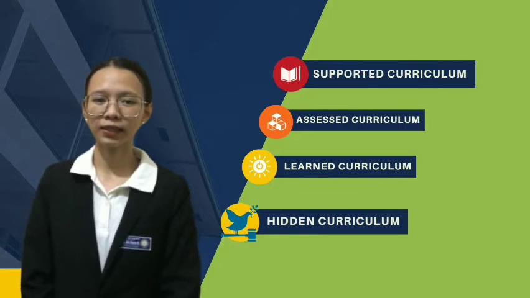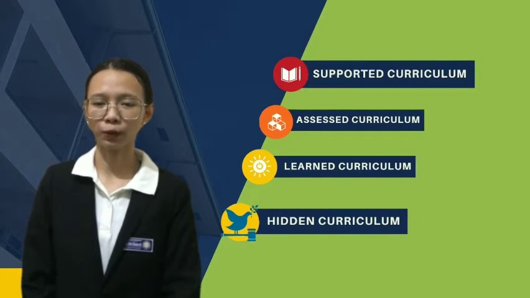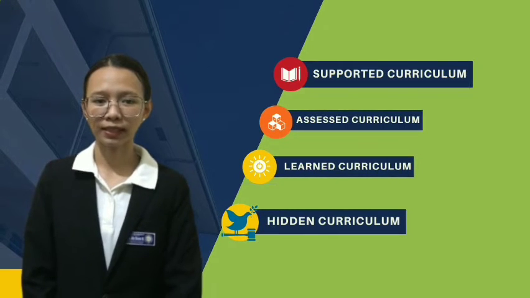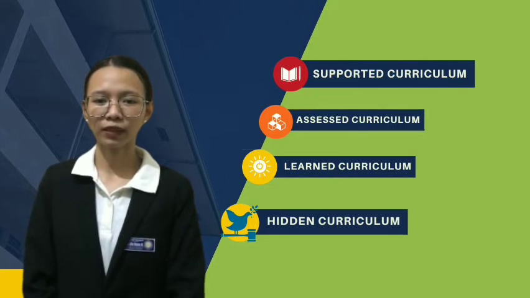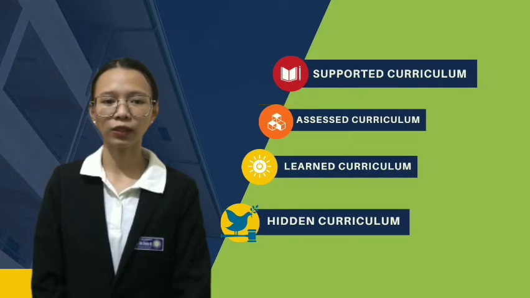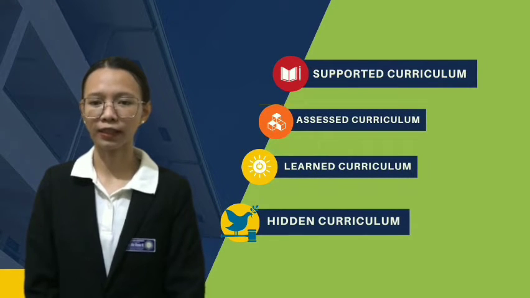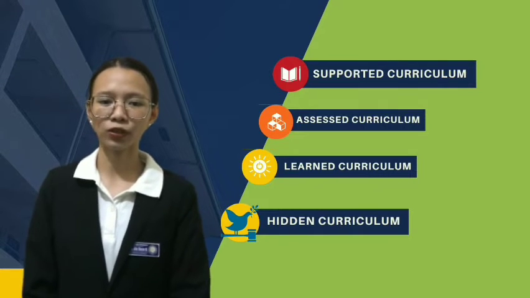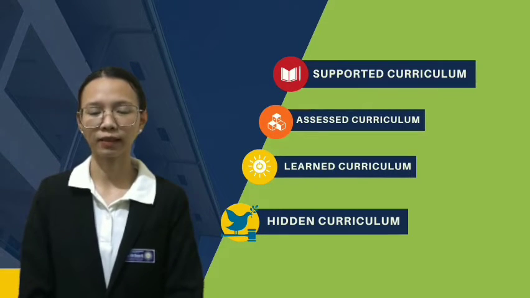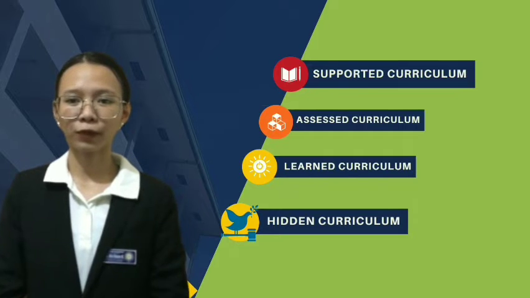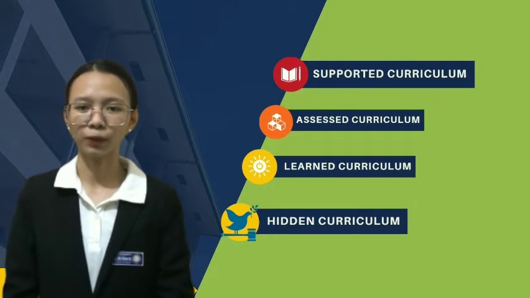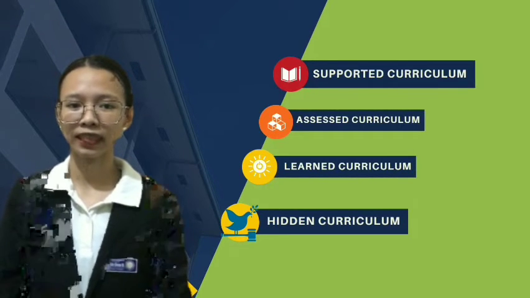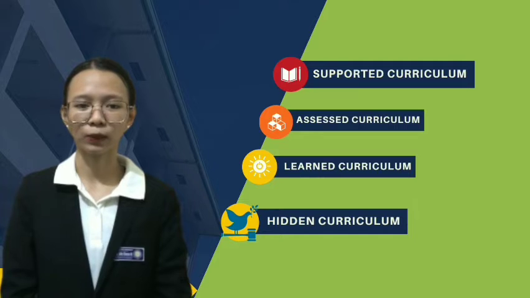Assessed curriculum is the fifth type of curriculum. Its example is quizzes and it is found in school. This curriculum is the assessment of the learner. It is formative and summative assessment to measure their level of learning. The sixth type of curriculum is the learned curriculum. Its example is the seminar. It is also found in school.